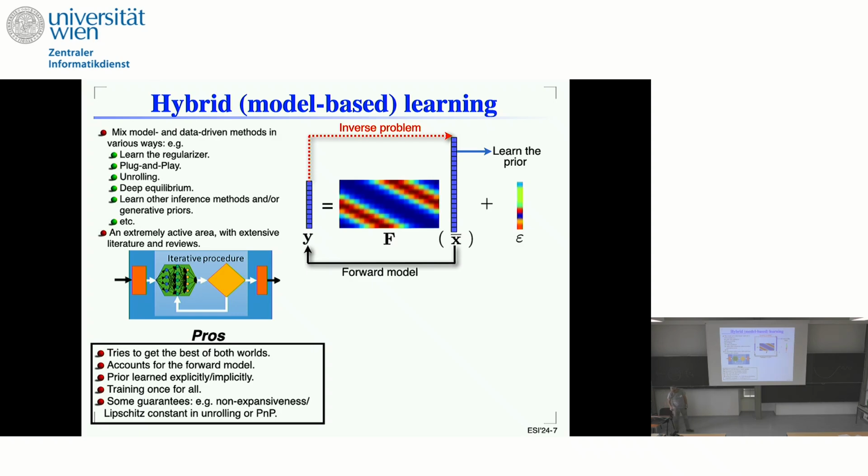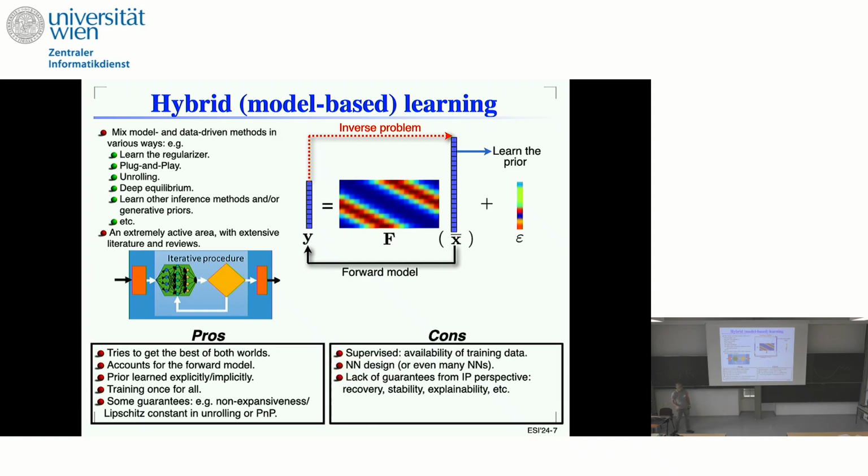Okay, again, basically, the motivation is to get the best of both worlds, and to account at least for the forward model, because here now you can take into account the fact that the image or the object that you are observing is not something that comes from nowhere. And you're going to learn explicitly or implicitly the prior, and you train once for all, and you can have some guarantees, but not from the inverse problem perspective, because it's quite complicated. But basically what people try to prove here is that their learning procedure will converge somehow, and typically you're going to learn some non-expansive operator or some co-coercive operator, control the Lipschitz constants, et cetera, et cetera.